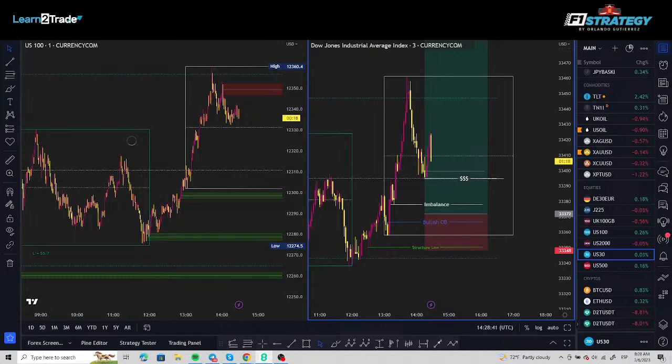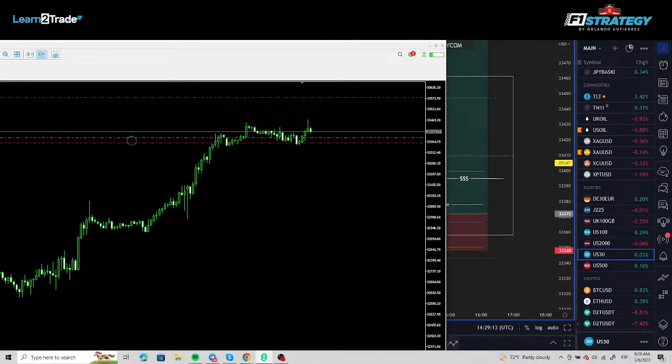Hold on. I need to modify my position size a little bit. I'm going a little bit too big. 0.04, I guess. I was going a little bit too big. Yep. So this is what it looks like on my MT5. Yep.